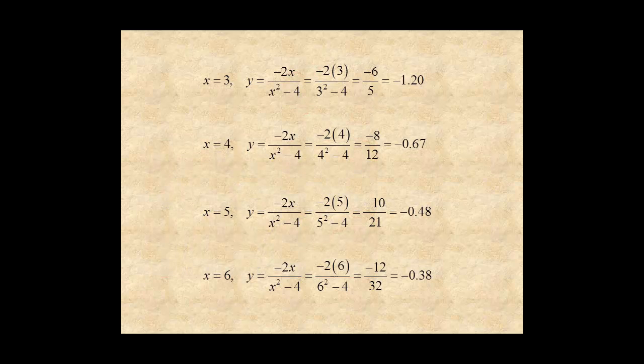To really understand this, here are some calculations of the values of the function. As x increases from 3 to 6, the numerator increases from 6 to 12. However, the denominator increases faster, from 5 to 32. And so the function gets smaller, going from 1.2 to only 0.38.